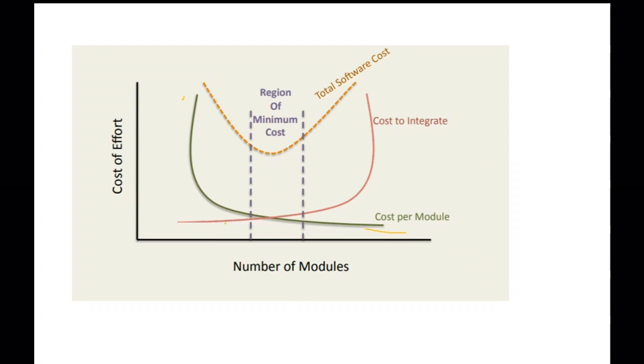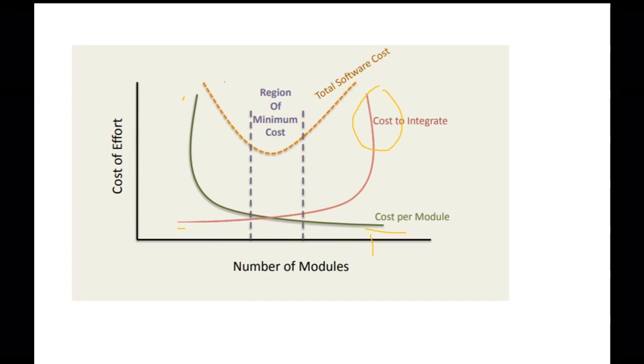If you see this red line, if we have a low number of modules, the cost to integrate is low, and here if the number of modules is high, the cost to integrate is very high. So having a high number of modules is not very cost effective. Having a low number of modules is also not very cost effective.